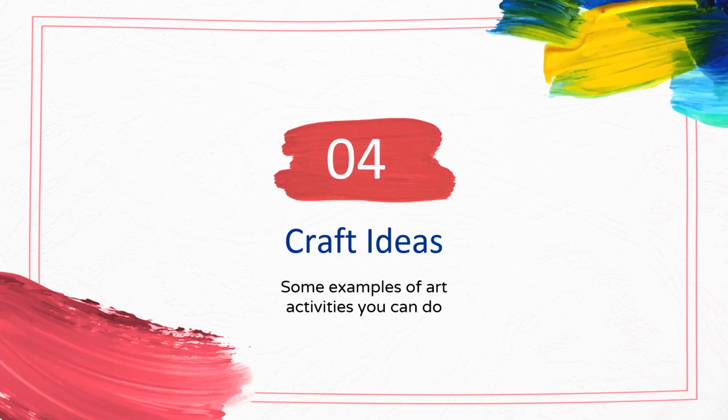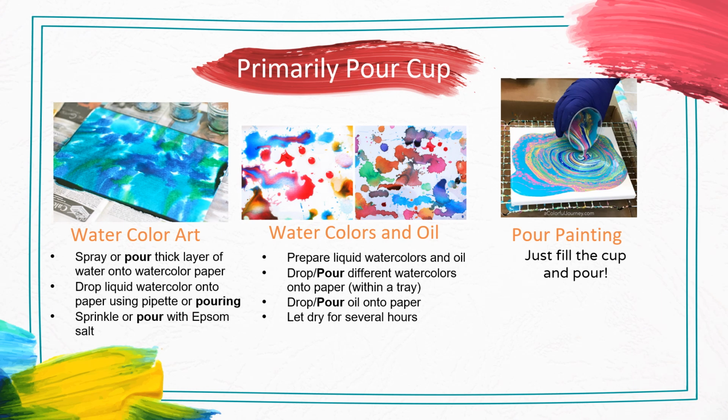Okay, so after watching the videos, now that you have an idea of some of the adaptive equipment that we have, I just want to offer you a few craft ideas that I've done in the past that have gone over pretty successfully. Primarily using the pour cup, I've done watercolor art where you really wet the paper and then drop some liquid watercolor onto the paper, pouring it from the pour cup, and then I'll clean out the pour cup and dry it a little bit and use it to sprinkle some Epsom salt on it, and it creates a really cool effect.